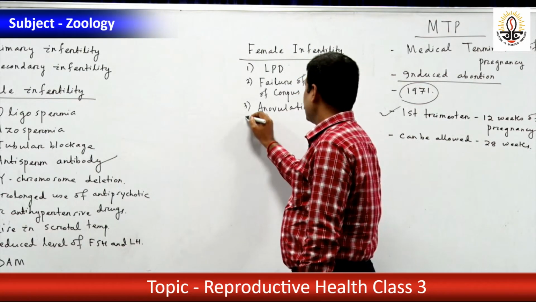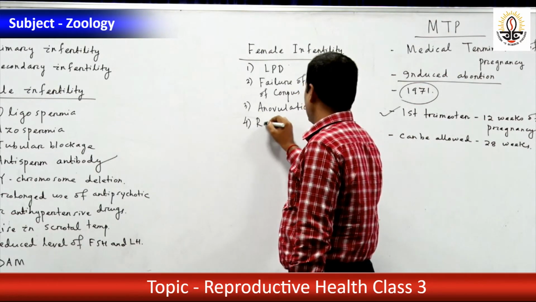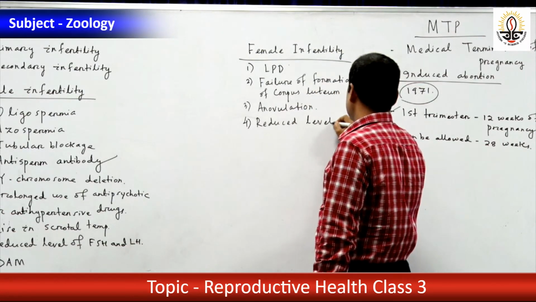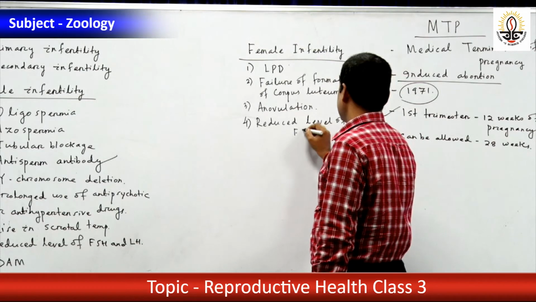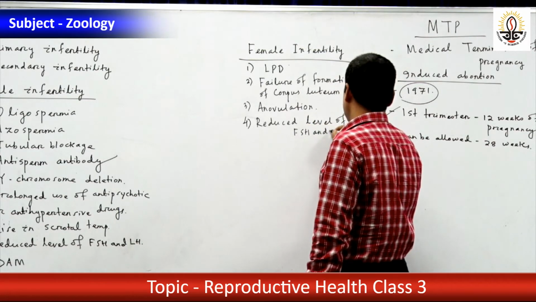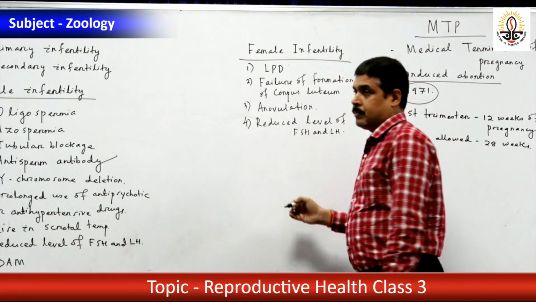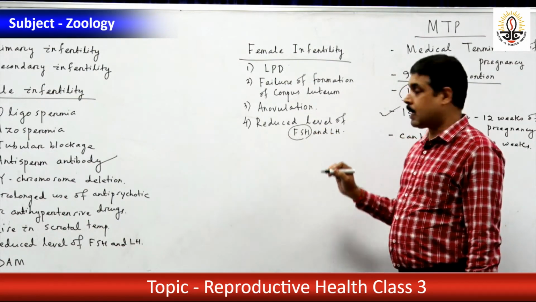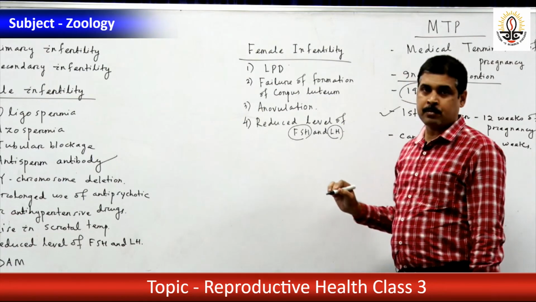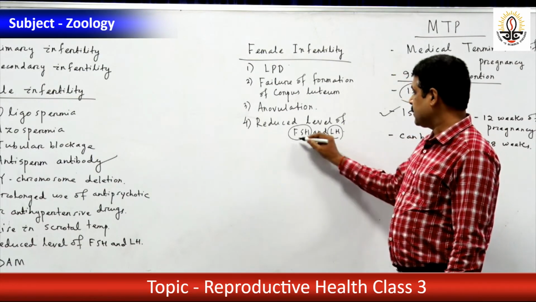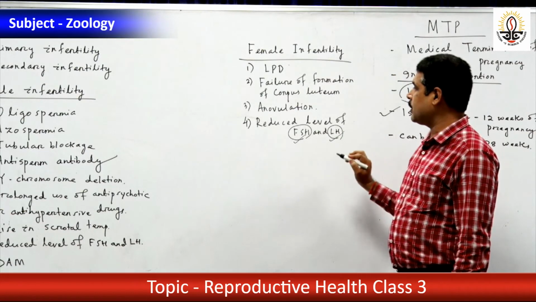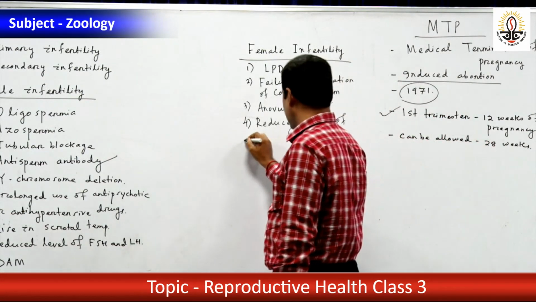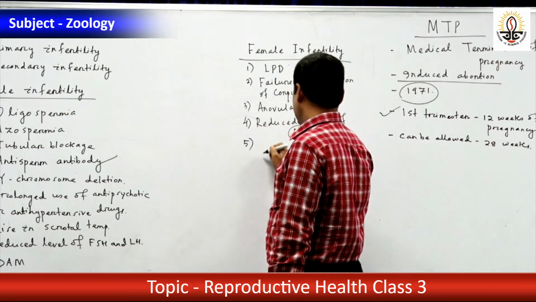Reduced level of FSH and LH, gonadotrophin, means they are reduced. You know FSH is very much essential for follicular development and the LH is very much responsible for ovulation. Follicular development will not happen, ovulation will not happen. Okay, luteal phase defect.